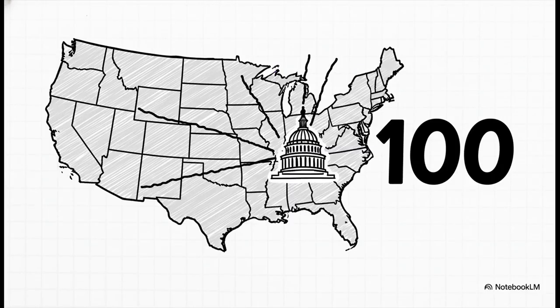And then on the other side, you have the Senate. It's a much smaller club, only 100 members. And the math is simple. Every single state gets 2 senators, whether it's California or Rhode Island. It's meant to be the more deliberative body.